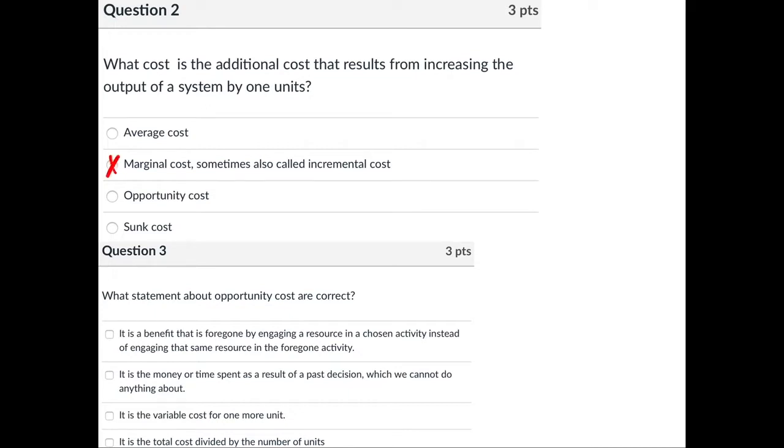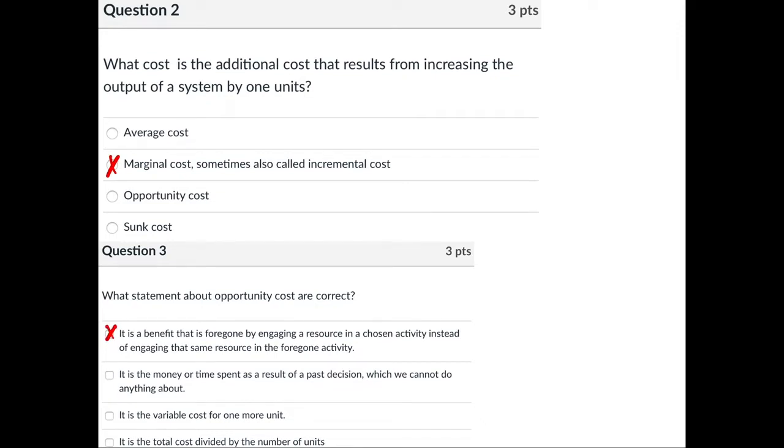Okay, next question. What statements about opportunity cost are correct? Opportunity cost is a benefit that is foregone by engaging a resource in a chosen activity instead of engaging that same resource in a foregone activity. So when you have different options, you choose one, which means you couldn't do the other options, which means the potential for gaining more money if you do the other options is gone. So that's the opportunity cost. So of course, the first one is correct.